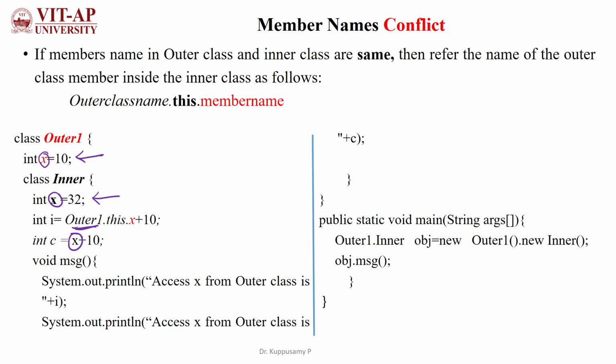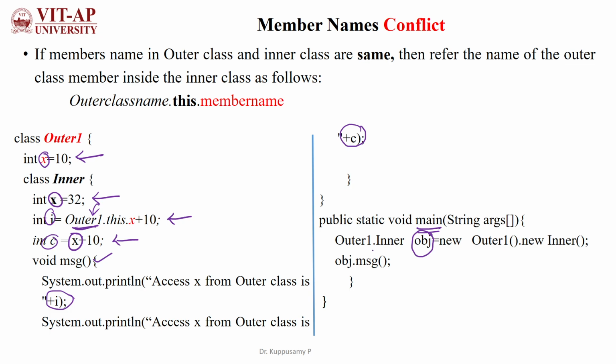So now look at this, I am defining the message method. Here I am displaying the value of i. Then another output statement displays the value of c. So this will represent the inner class variable x, and this is representing the outer class variable x by using the outer class name. So now the main method is defined, which is defining the variable obj.